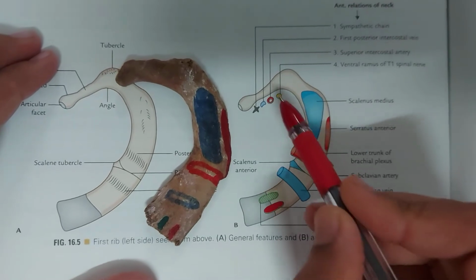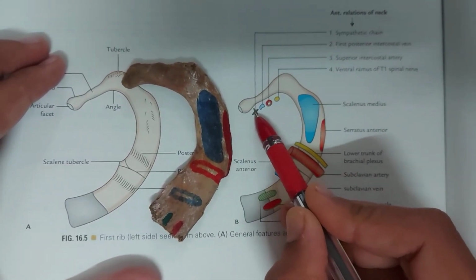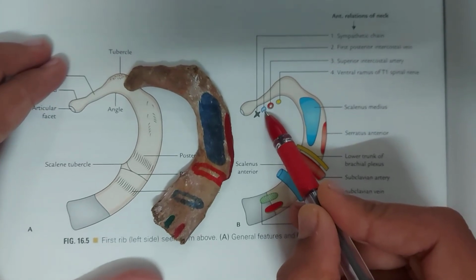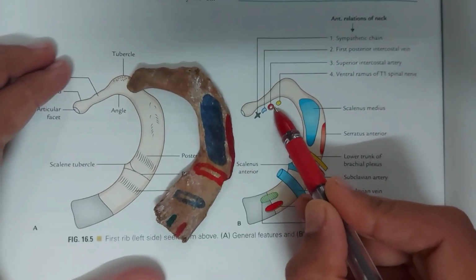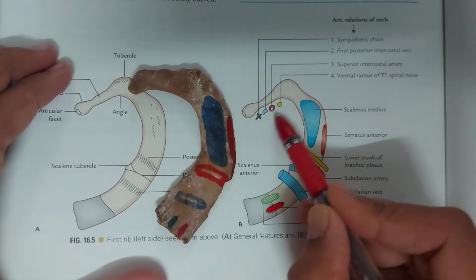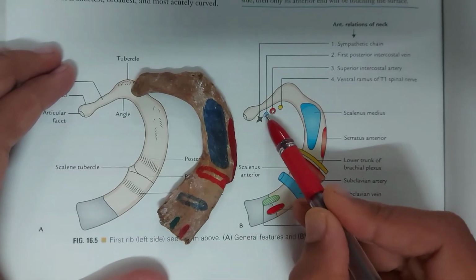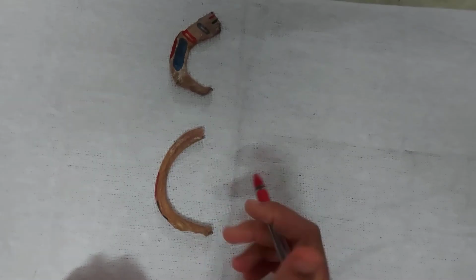In this diagram, we can see the relations from medial to lateral side: sympathetic chain, first posterior intercostal vein, superior intercostal artery, and the ventral ramus of the T1 spinal nerve. And the memory trick for this is the chain pulling the van, CVAN.